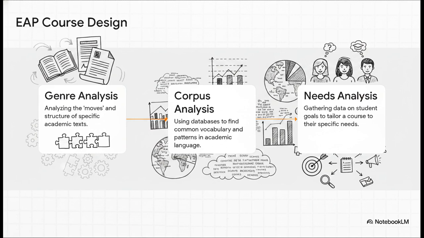First, instructors do what's called genre analysis. They basically dissect a lab report or a research article to find its hidden structure. Then, they use corpus analysis, which is just using huge databases of text to find the most common words and phrases. And finally, and most importantly, they do a needs analysis to make sure the course is perfectly tailored to what the students actually need to achieve.